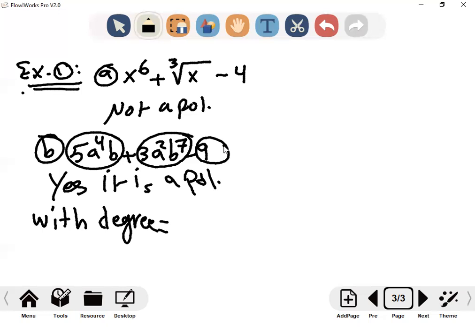The degree of the variable. Do we have a variable here? No, the degree is 0. In the middle, it is 9, 2 and 7. How much is 2 and 7? 9. Here, 4 and 1, 5. So we take the highest degree. So what do we say here? Yes, it is a polynomial with degree what? 9. Yes. Because this is degree 5, this is degree 9, this is degree 0.